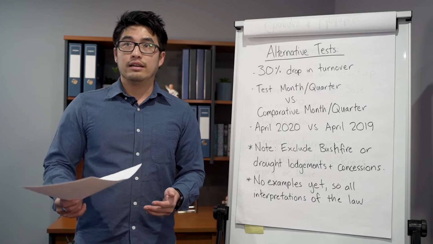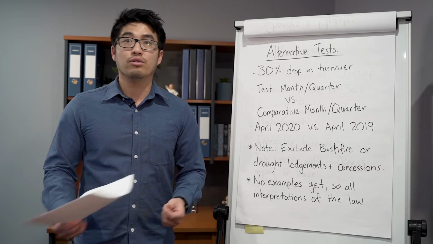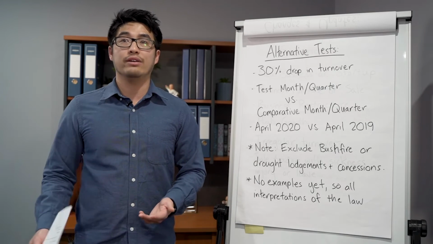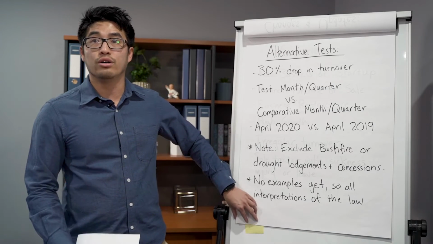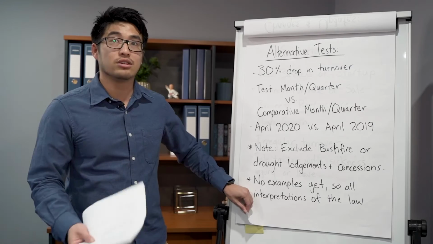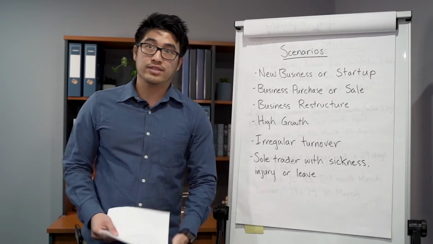So right now, if you don't understand it, even after me telling you what it is, then more than likely no one else understands it for now. We're still waiting for more information. Right now, what I'm giving you is an interpretation of the law, which the ATO has not provided examples of yet. So these are the different scenarios for the alternative test.